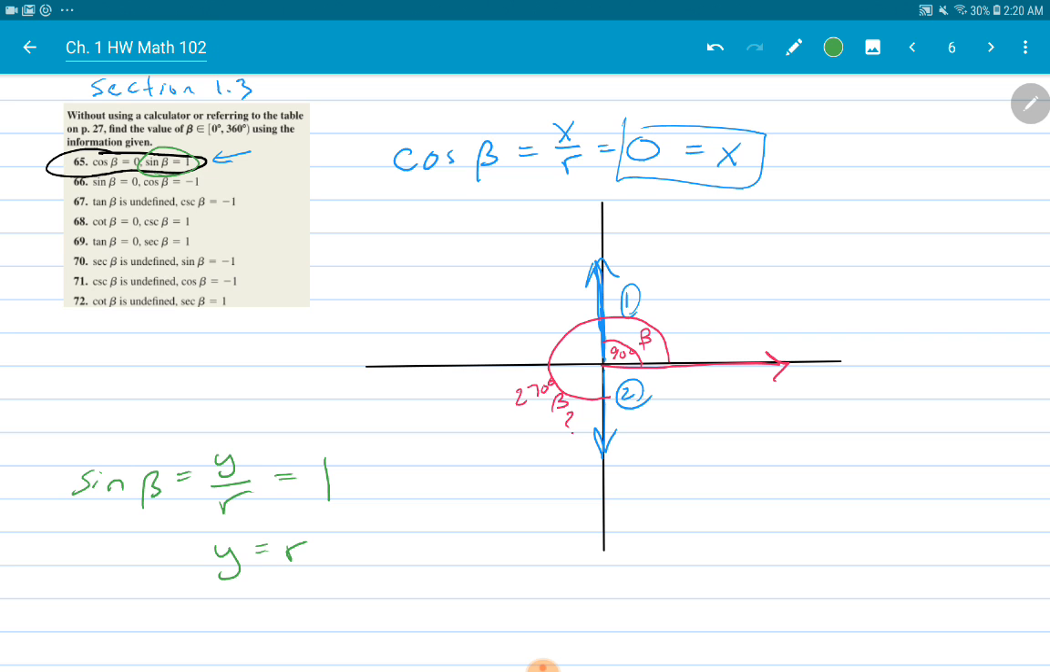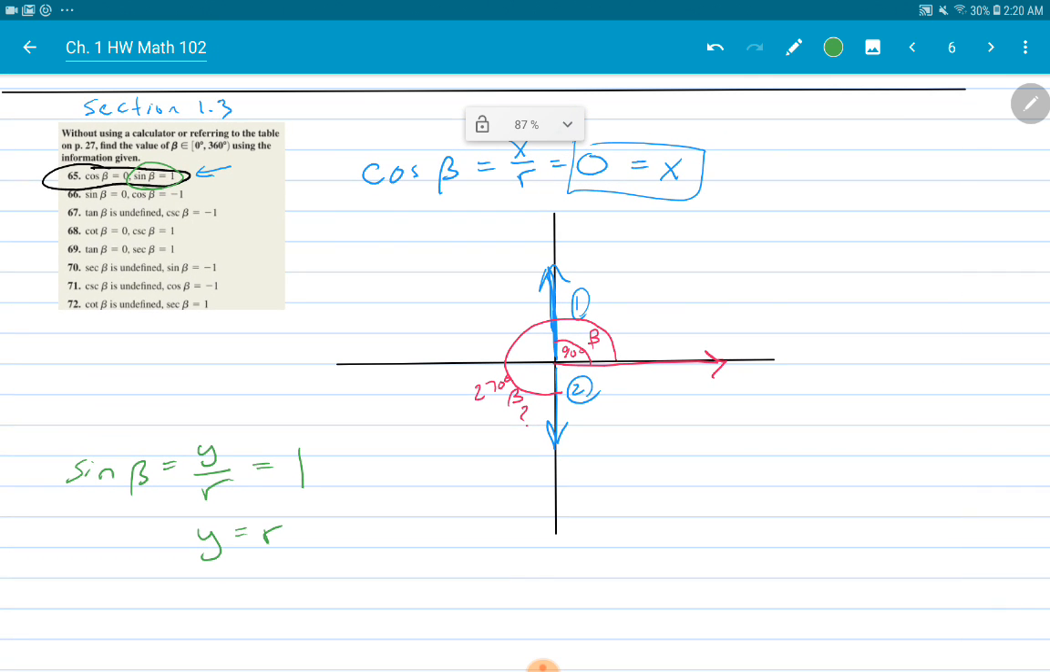Well, r is always positive. So if r is positive, then y must be positive because they're equal. So that means I must be going in the up direction. That's where y is positive. So the quadrantal angle that this one is describing is that 90-degree angle. So beta equals 90 degrees.